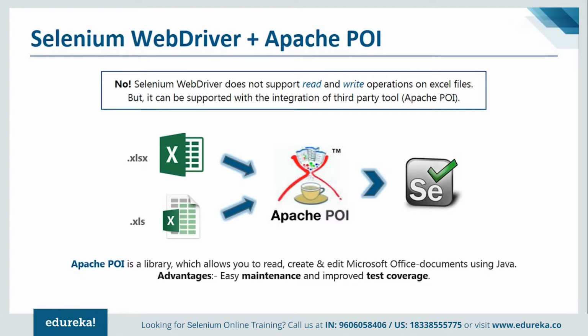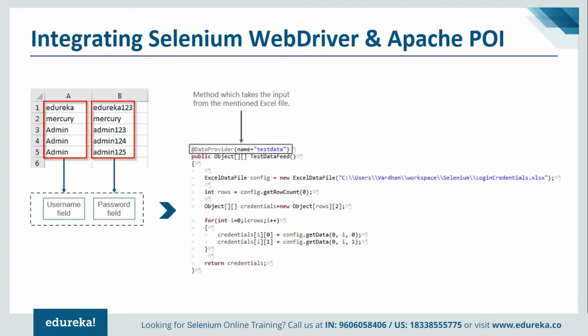And there are loads of benefits with Apache POI. One advantage is that easy maintenance of the code can be done. And even the test coverage of the data set will improve. These are the two big advantages among other things, which are really popular. So that's what I wanted to speak about Apache POI. Now, moving on to the next slide.